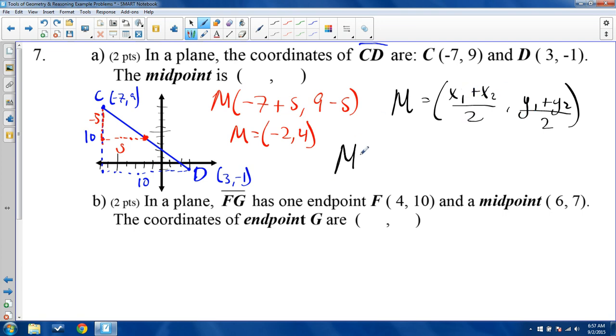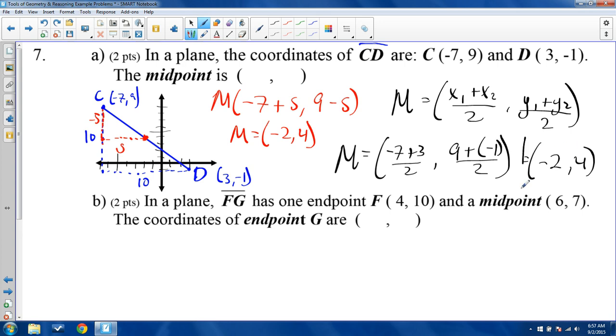Anyway, in doing that, you take your two x's, -7 and 3, and your y's, 9 plus -1, divided by 2. -7 plus 3 is -4. -4 divided by 2 is -2. 9 plus -1 is 8. 8 divided by 2 is 4. So you still get the same midpoint there as you got there, as you should.